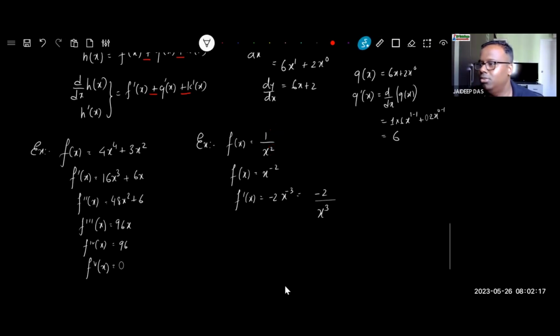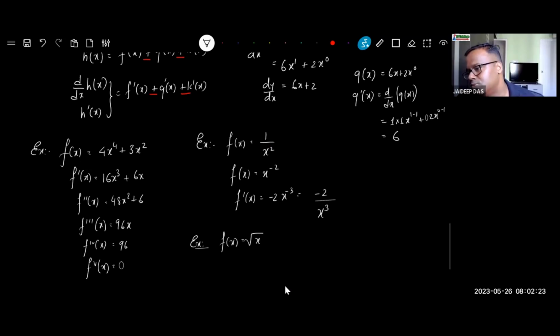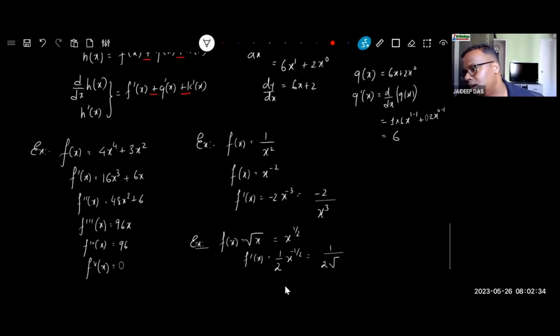Now one more. Example, f of x is equal to root of x, which is equal to x to the power half. So what does f dash x become equal to? Half x to the power half minus 1, which is negative half. So it is 1 by 2 root x.